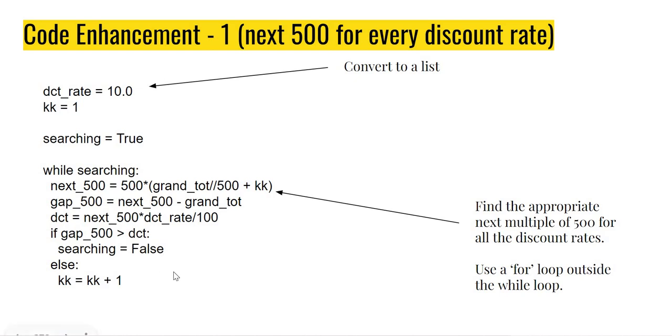The only change that's going to happen now is that we are going to convert this discount rate into a list, because now we are looking at multiple discounts, and we are going to put this entire code inside a for loop that iterates over these discount rates. Let's see this first, because this will naturally lead us to the second code enhancement.